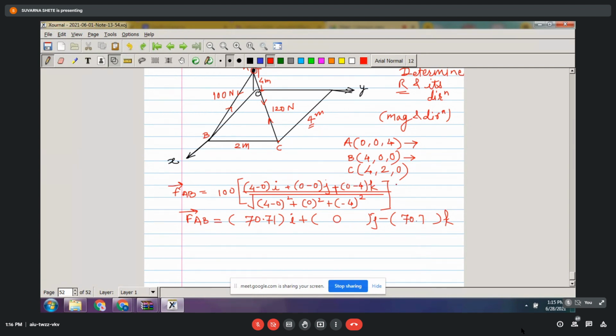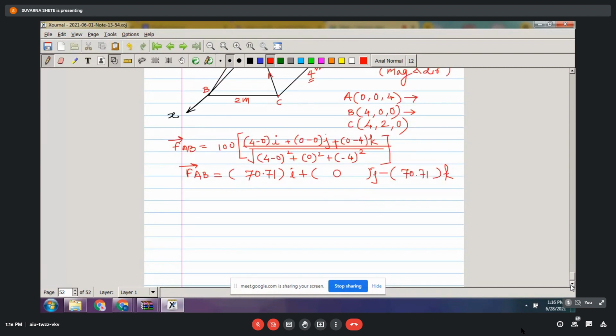Okay, in the same way please write down force AC for me. Now I will not write it. It will be 120 in bracket. Now these are my x3, y3, z3 and this is my x1, y1, z1. Tell me finally what you are getting as i, j, k.